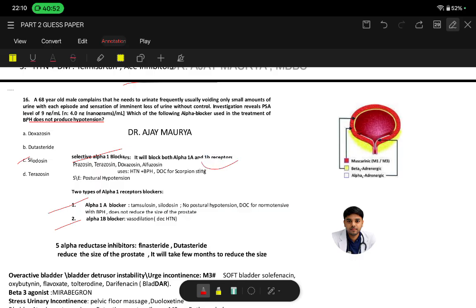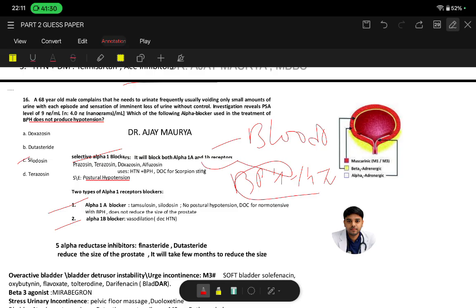So it's going to block the alpha 1B also. Then tell me what happens. Alpha 1B acts on the blood vessels for blood constriction, so blocking it leads to a fall in the blood pressure. That's why if you give prazosin or terazosin or doxazosin in a normal individual, it leads to postural hypotension. That's why you have to avoid this one. So BPH plus hypertension, drug of choice is going to be what? Prazosin or terazosin.